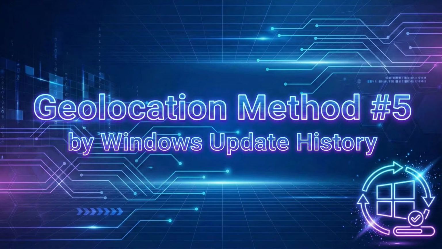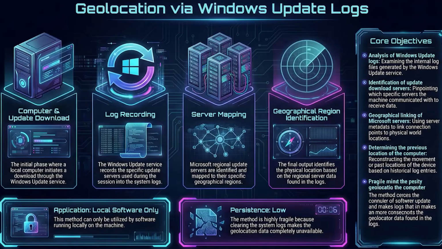Geolocation method number 5 is geolocation using Windows Update History. This method is only available for Windows and allows you to determine where and when your copy of the Windows operating system was updated. The thing is, Windows automatically checks your geolocation and it wants to download the update as quickly as possible to your PC.